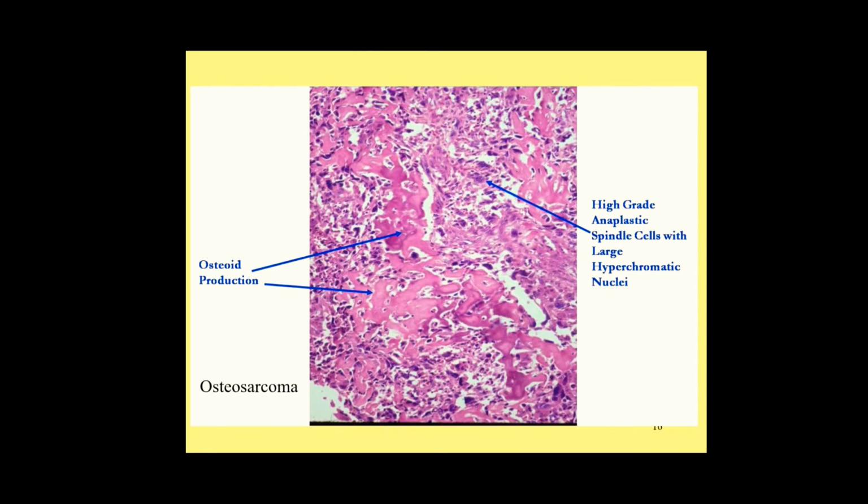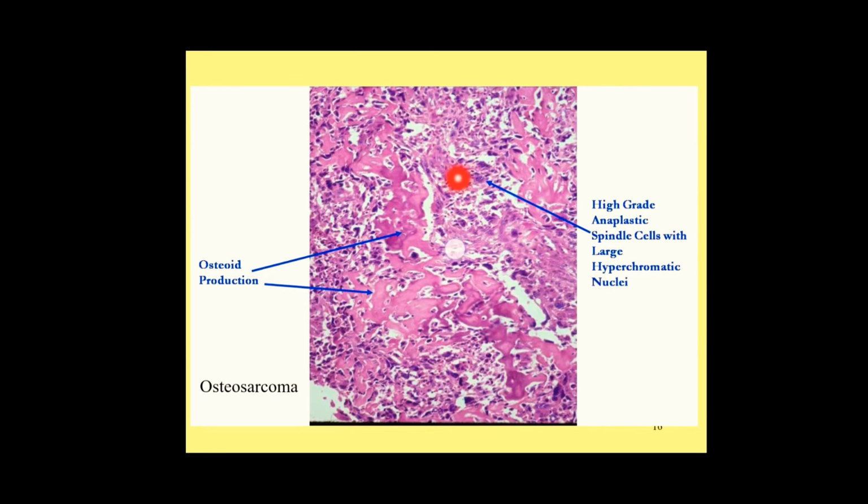This might be confused with hyphae. So hyphae-like thin lace-like osteoid will be there. And the adjacent intervening tumor cells will have high-grade anaplastic spindle cells with large hyperchromatic nuclei. So this is a characteristic osteoblastic type of osteosarcoma. Chondroblastic will have some cartilaginous component or chondrocytes in between the lace-like osteoid, and fibroblastic will have fibrous tissue cells.